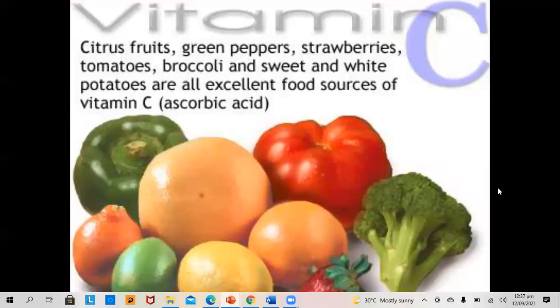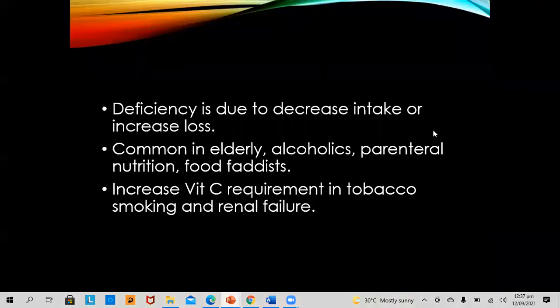Then another important vitamin, that is vitamin C. And vitamin C is mainly replenished through fresh fruits and vegetables. The fruits include the citrus fruit, green pepper, strawberries, tomato, broccoli, sweet and white potatoes. So vitamin C is not replenished from poultry, from meat, from milk, and hence the fresh green leafy vegetables, citrus fruit, and tomatoes are the only source.